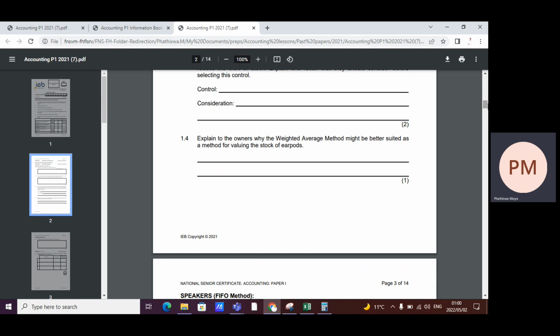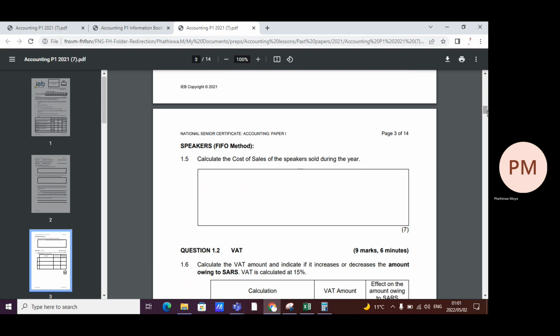Why? Because it looks at the average, which includes every inventory you have. So there's no fluctuation. It's stable. The cost price is stable. Whereas with first in, first out, it's not stable. Cost prices fluctuate. We've done that, guys. So yippee!